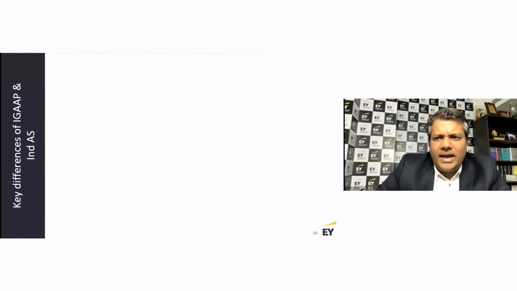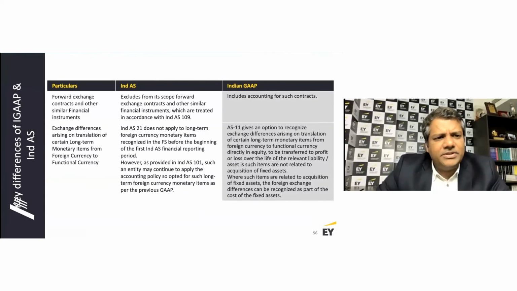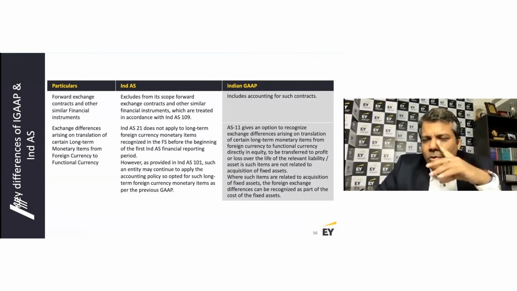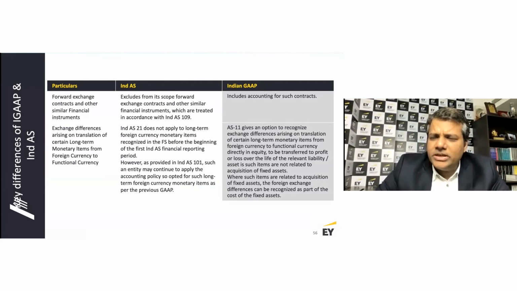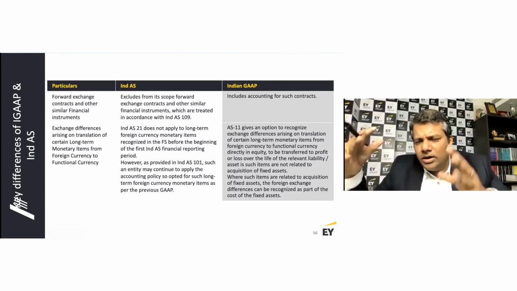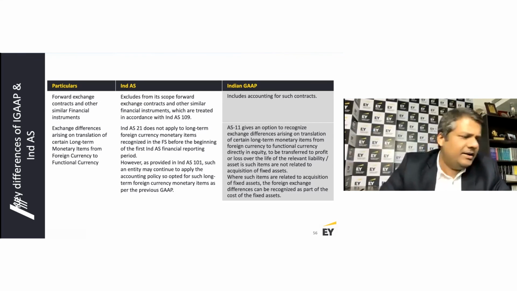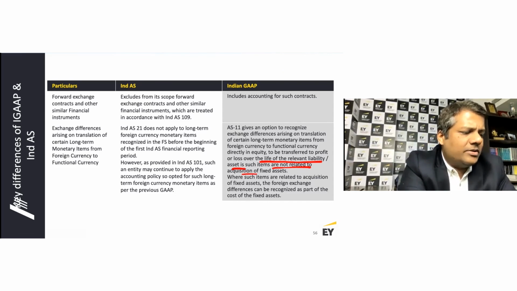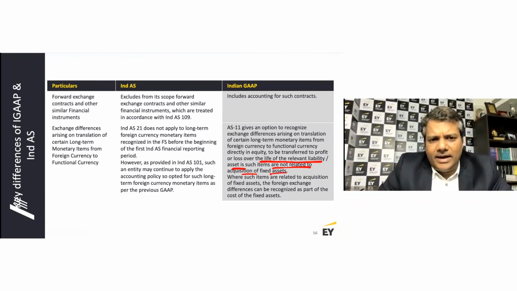Differences between Indian GAAP and Ind AS: there is a whole lot of similarity, but there are some differences. Forward exchange contracts and other similar financial instruments have been excluded from Ind AS 21 and dealt with in Ind AS 109. Indian GAAP includes accounting for such contracts. And on exchange differences arising on translation of long-term monetary items from foreign currency to functional currency, in Ind AS 21 we talked about how you get some benefit and there is a transition exemption also available. Hence there is some relaxation under Indian GAAP. It can go to a reserve, and then you get amortization over the life of the relevant liability or asset, not related to acquisition of a fixed asset.